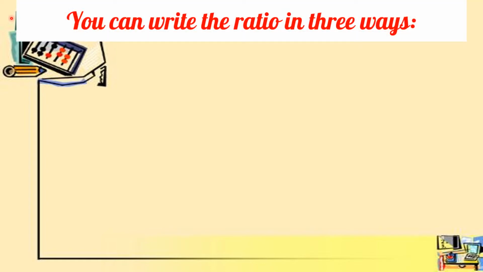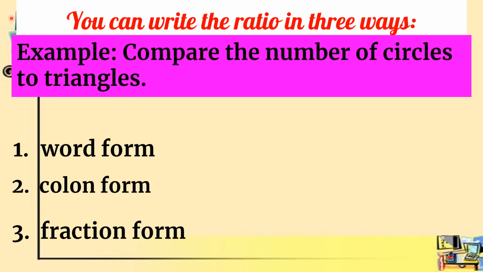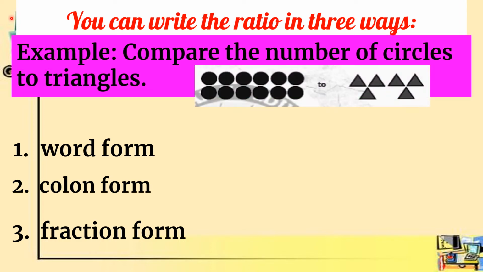Okay, so we can write the ratio in three ways. We have the word form, the column form, and the fraction form. So example number 1, compare the number of circles to triangles. So we have here an illustration, the circles and the triangles.